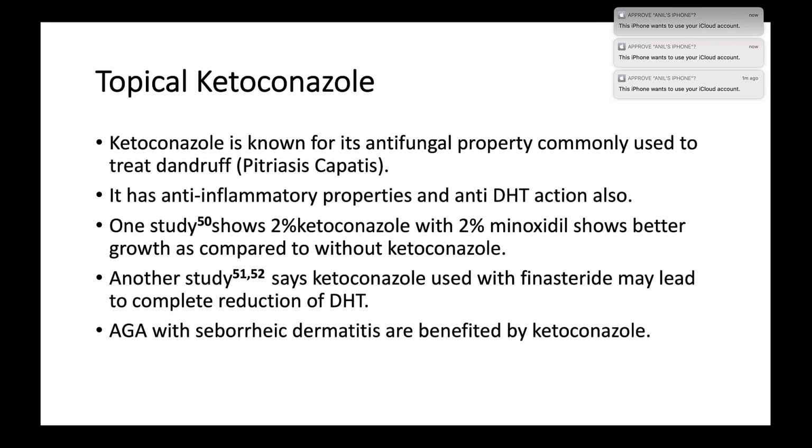Topical ketoconazole is known for its antifungal property, commonly used to treat dandruff, which is basically Pityriasis capitis. It has anti-inflammatory properties and anti-DHT action also. One study shows that 2% ketoconazole with minoxidil shows better growth as compared to without ketoconazole. Another study says ketoconazole used with finasteride may lead to complete reduction of DHT. AGA with seborrheic dermatitis is benefited by ketoconazole.